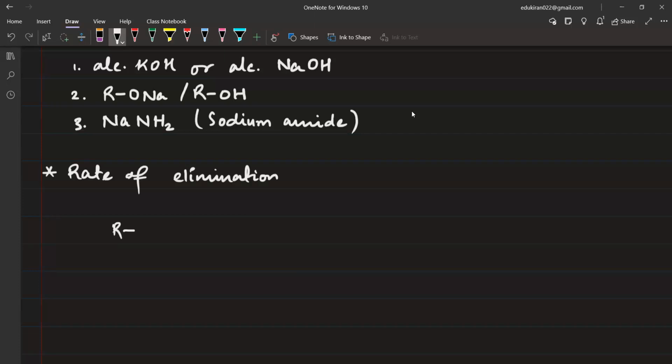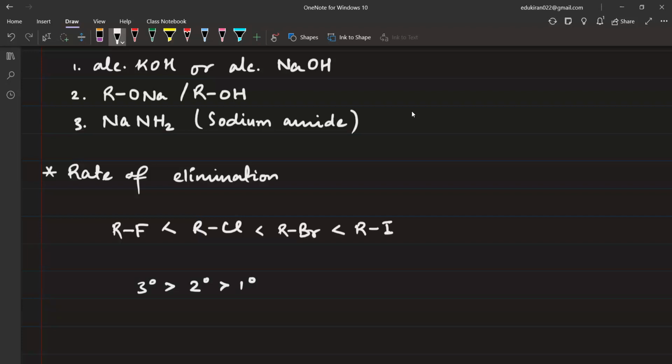That's why RF is slowest, because the bond is very strong here, followed by RCl. So this is due to the larger size of halogen atom. Then we have RBr, and the fastest will be RI. Now, if I look at the haloalkane, then 3-degree haloalkane will be fastest, followed by 2-degree haloalkane, and followed by 1-degree haloalkane. It is because it is followed by a formation of carbocation. Okay, so this is the rate of elimination.